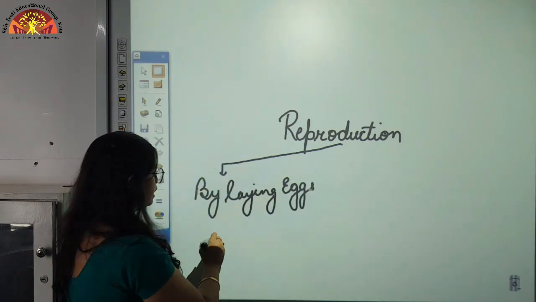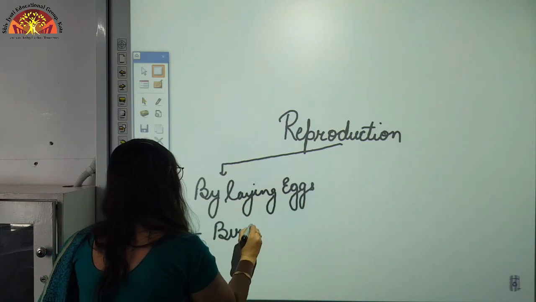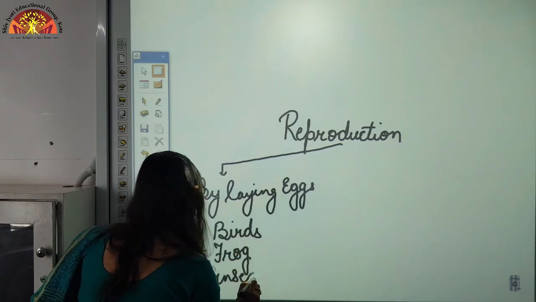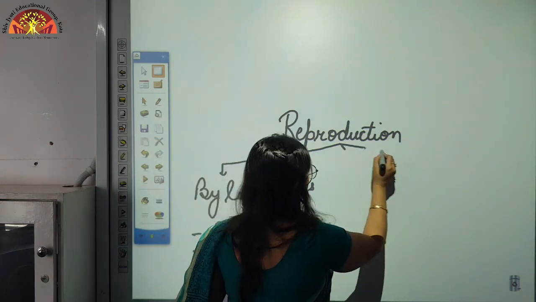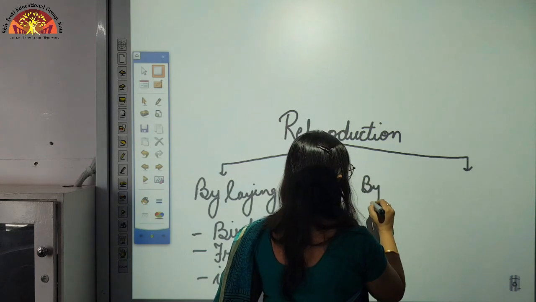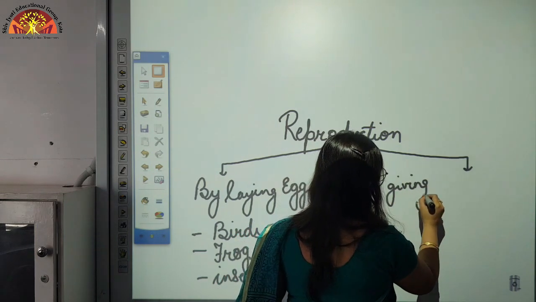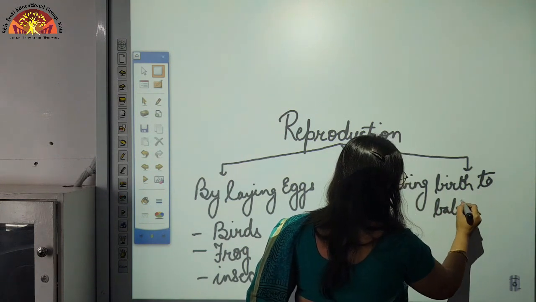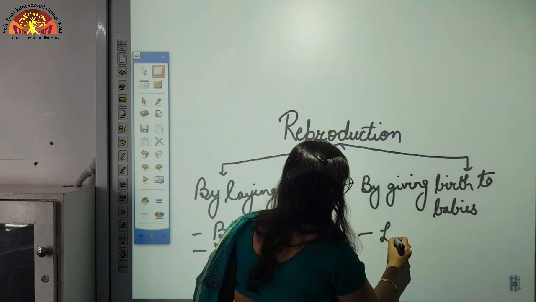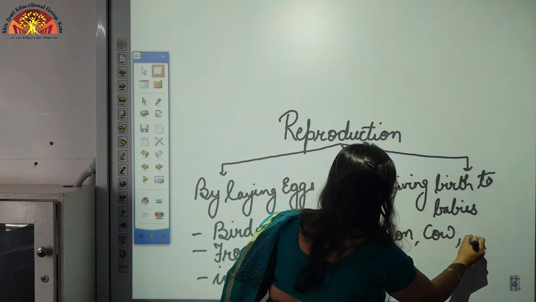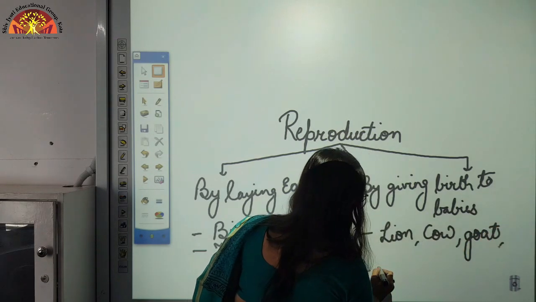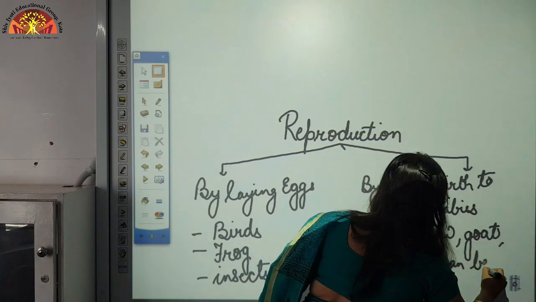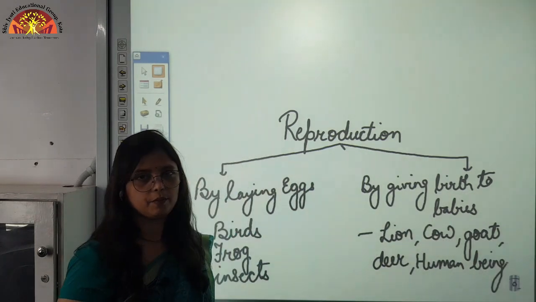Some of the animals that lay eggs are birds, frogs, insects, and the second method is by giving birth to babies. And some of the animals which give birth to babies are lion, cow, goat, deer, and human beings also reproduce by giving birth to babies. So these are the two methods.